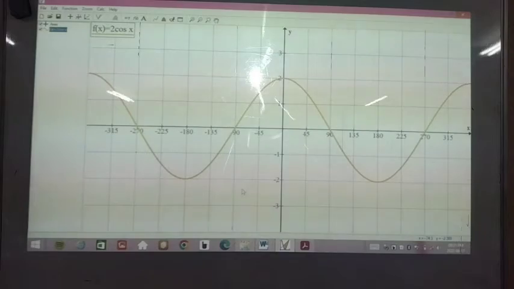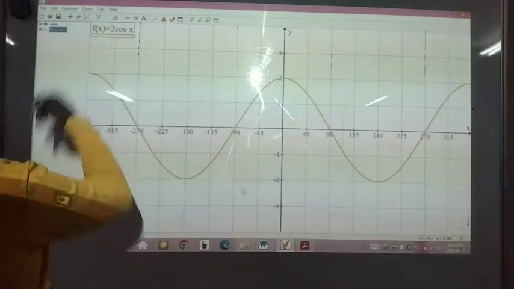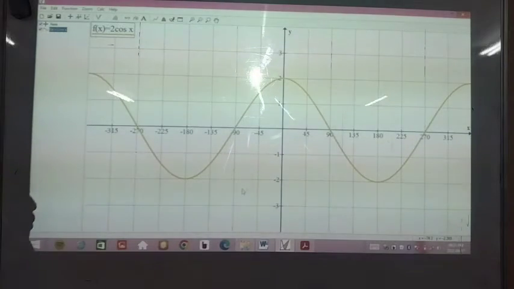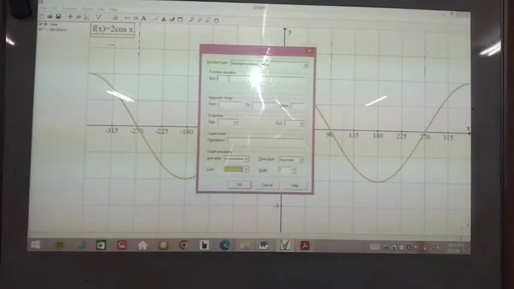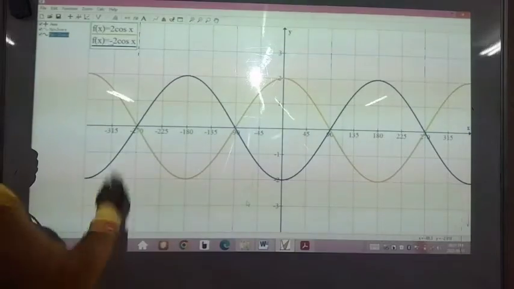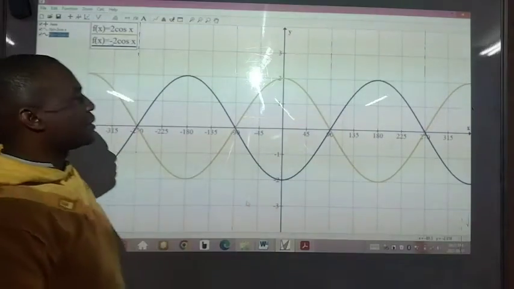That's the graph of 2 cos x. If we now reflect this graph, what are we going to get? It's just multiplying the graph we have, f of x, by negative. So that will be negative 2 cos x, which will be a reflection along the x-axis.